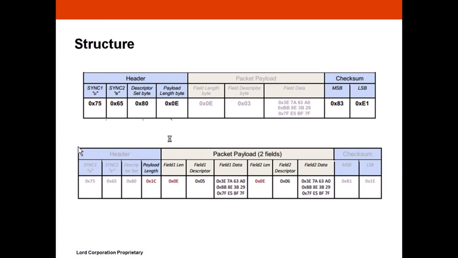One of the important parts of this packet is the payload. It holds multiple fields. Now I want to show you in this field, the 2 bytes that describe a field are the field length and a field descriptor. The field descriptor is a descriptor that comes from the descriptor set that this packet represents. As we go along, I'll show you what that means in terms of handling your data.